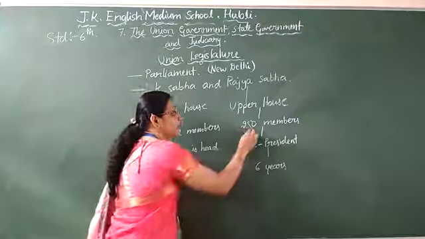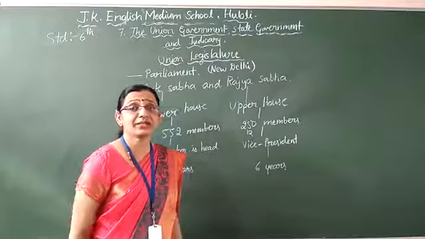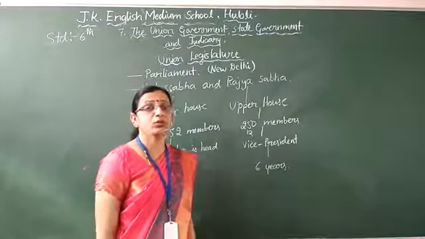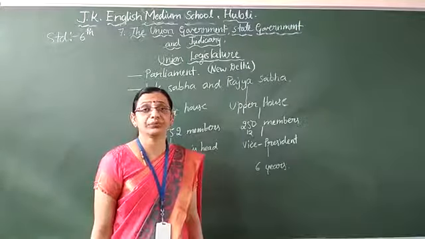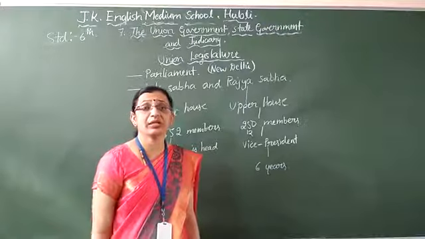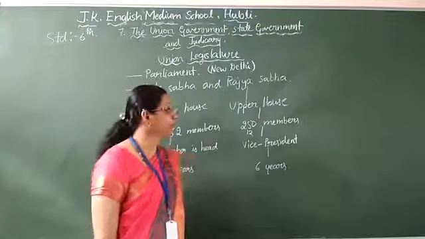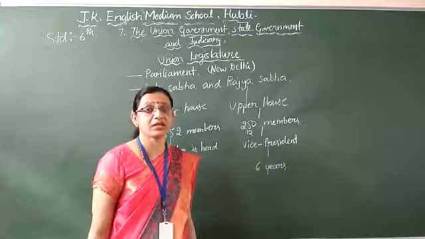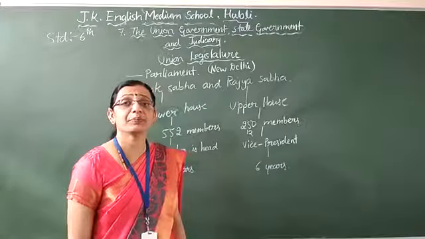But 12 members are appointed by the president. President will appoint the 12 members. Who are those? Social reformers, social workers, teachers, all that people are nominated. They are not elected, they are not contesting any election. They are nominated by the president.